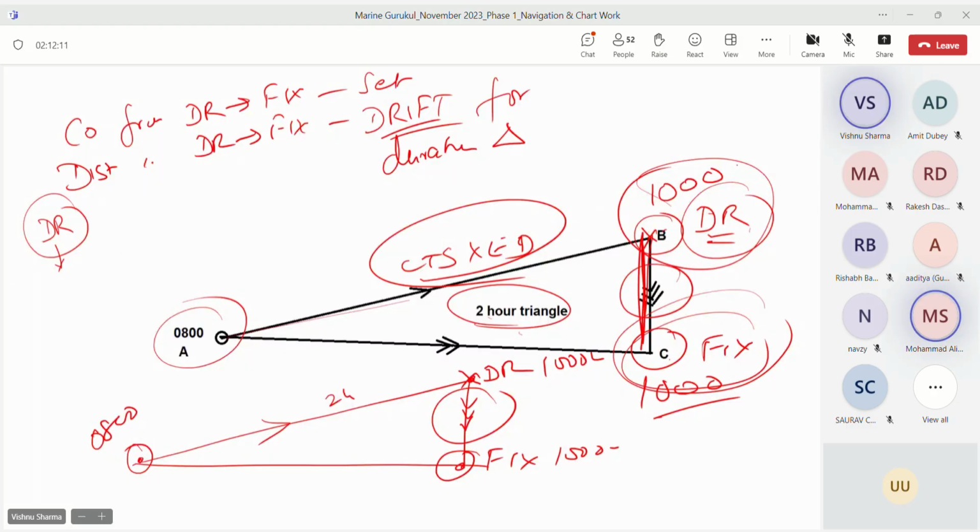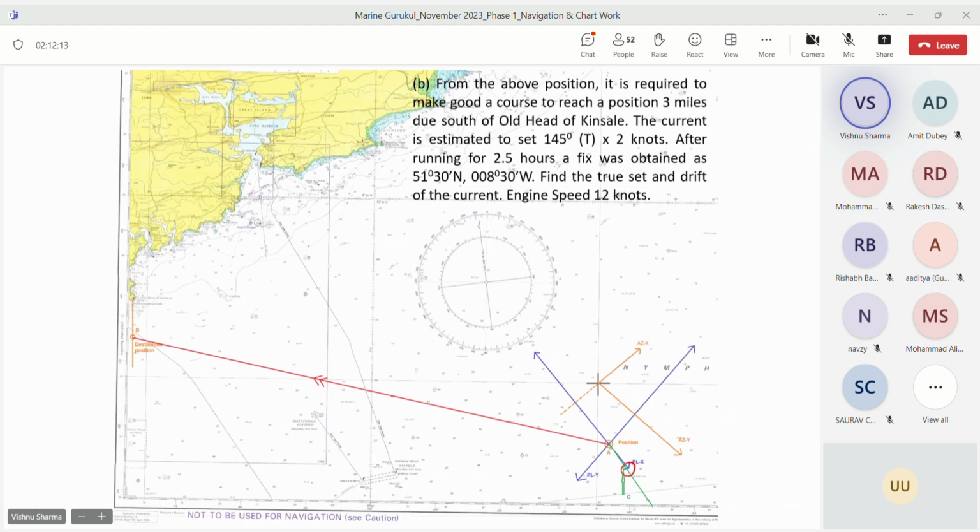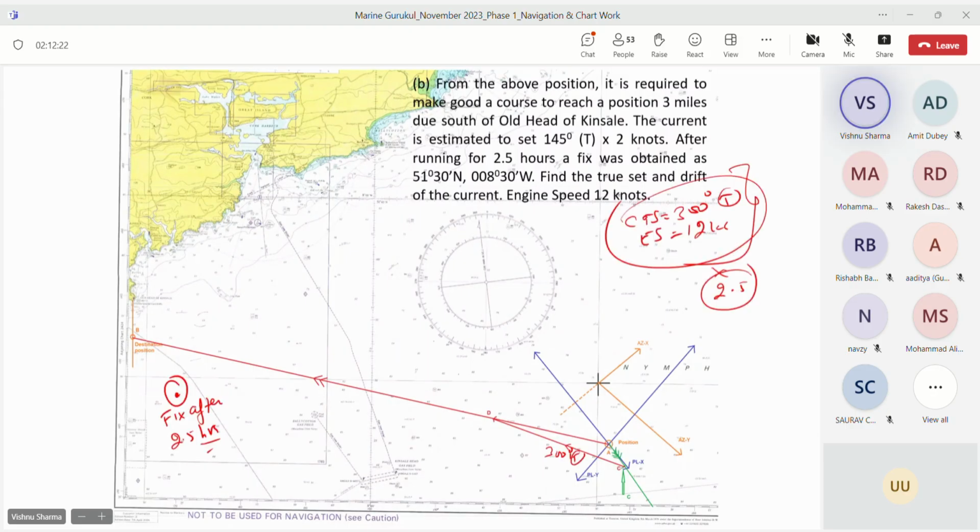Correct. So now tell me in this question, I have the CTS. Let me clear whatever I have written here. Okay, why clear? Leave it like this. Keep it like this, no problem. Okay. Tell me, guys, if I need the DR after 2.5 hours, that means the same time for which this fix is given.